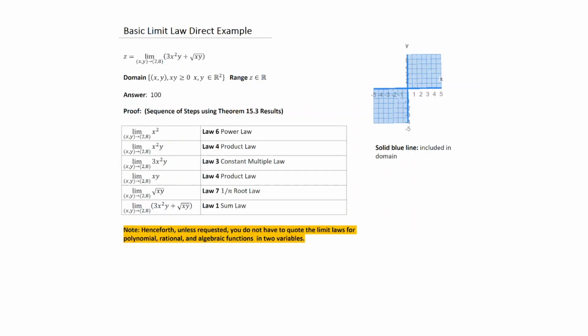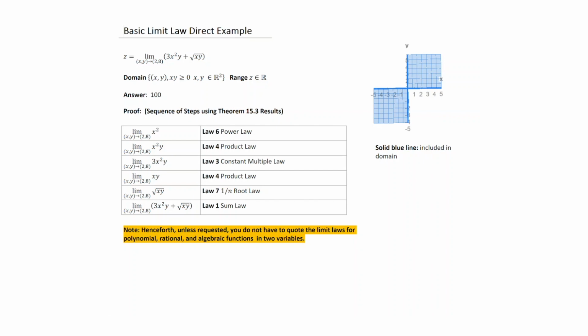Okay, so let's take the basic limit laws, which is a direct proof example. So basically it's saying if this and that exists, then the outcome exists. So we're going to take the function here, z is equal to 3x squared y plus square root of xy, and we're interested in knowing whether or not the limit exists as x and y approaches 2,8.